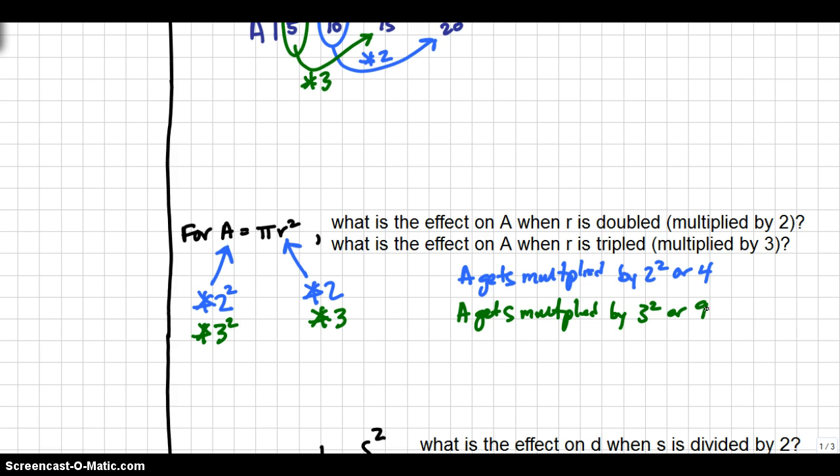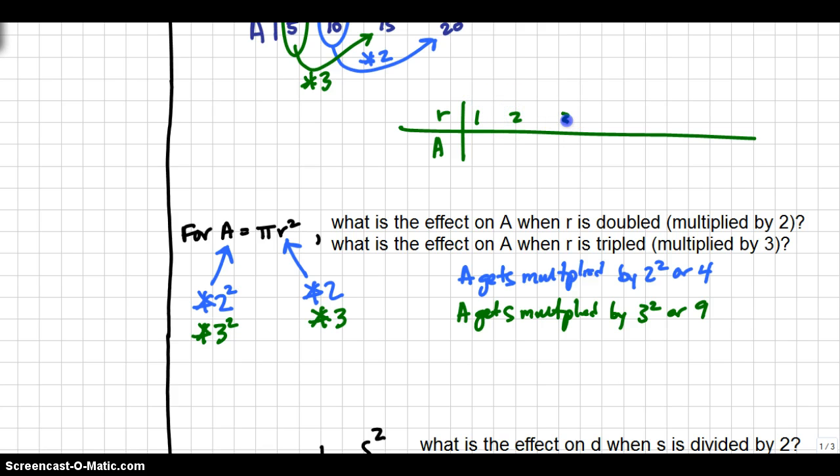For students that still aren't trusting that that is the correct answer, let's do a quick table just one more time. So we've got r and we've got a. Let's pretend that that pi value was simply a 1 just for the ease of calculation for now.